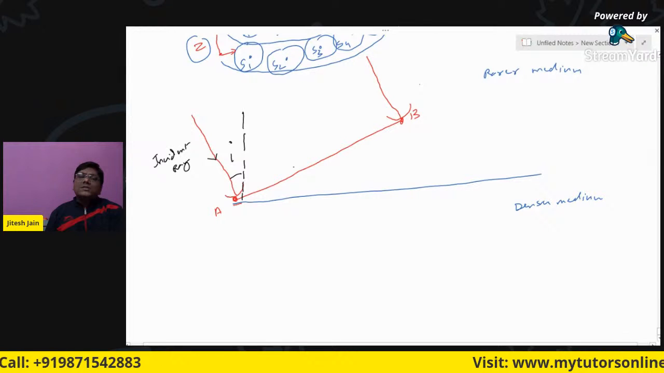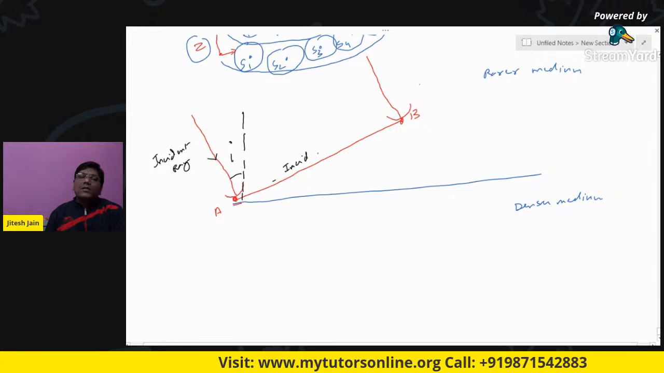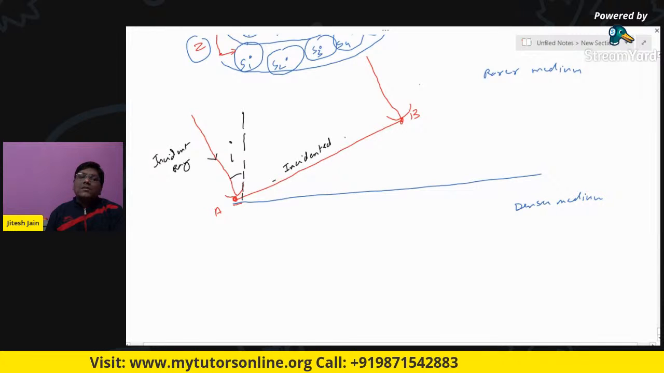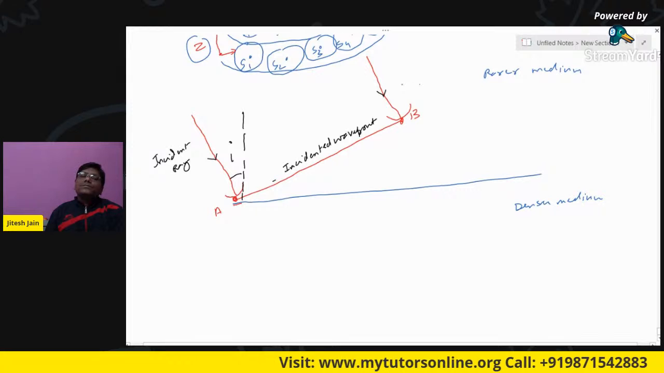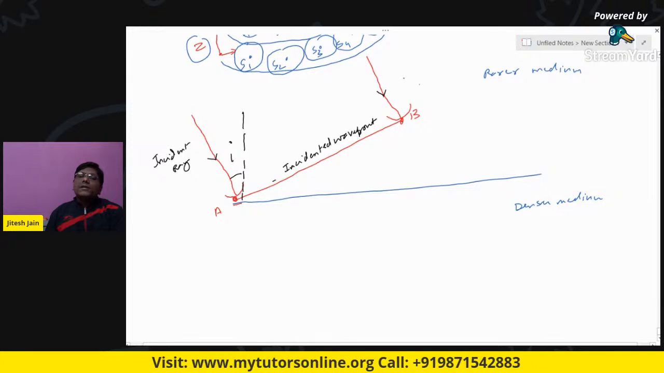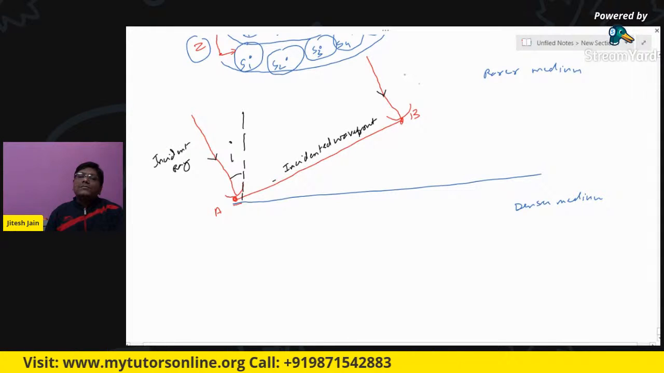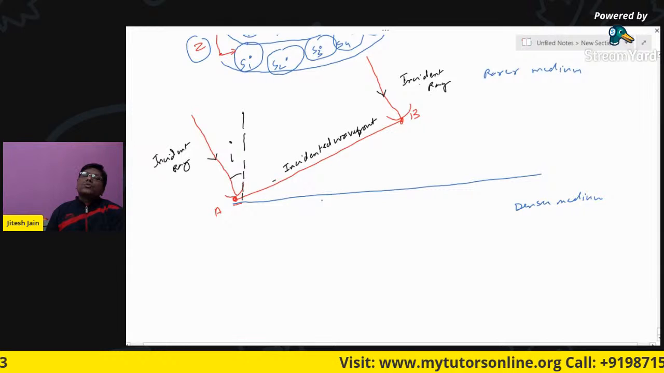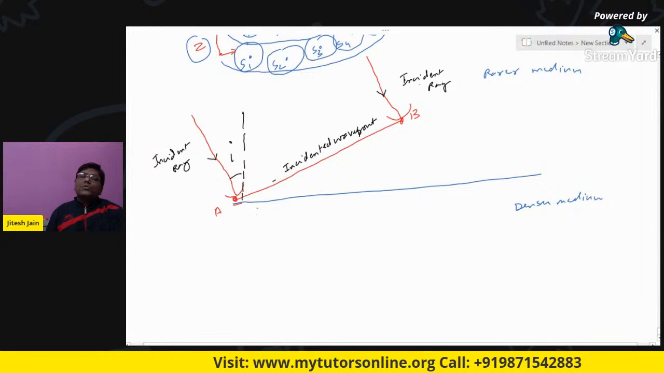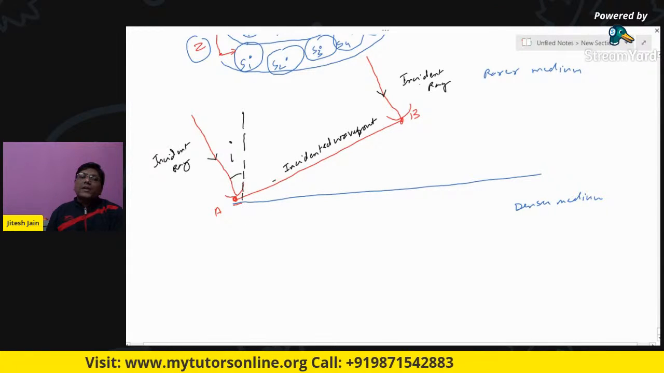Okay, and this complete AB is the incident wavefront. And B here is also the incident ray, right? Okay, B will also be the incident ray. All right, this is also the incident ray, right. So now I'm just going to draw the reflected ray here.